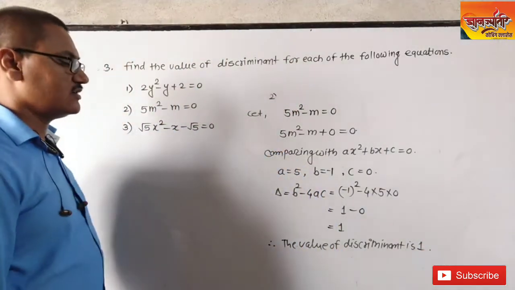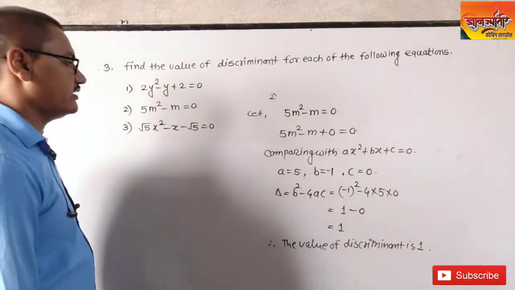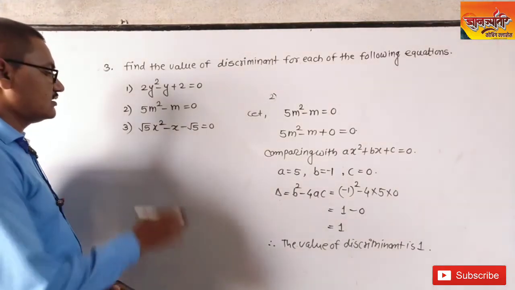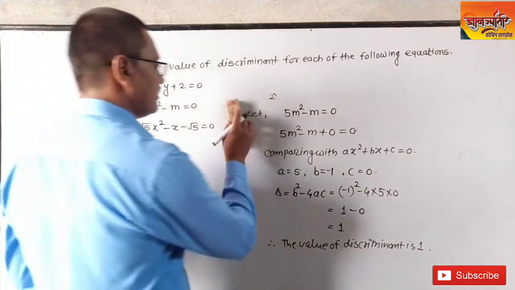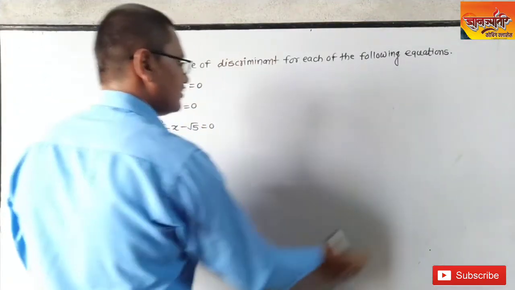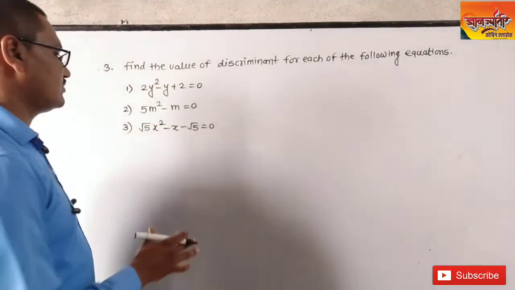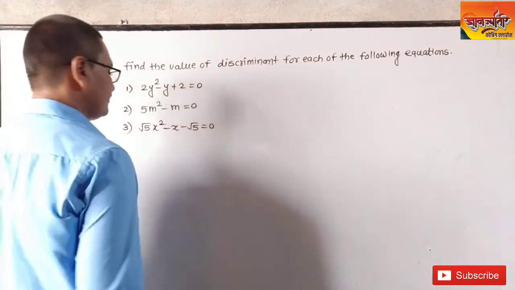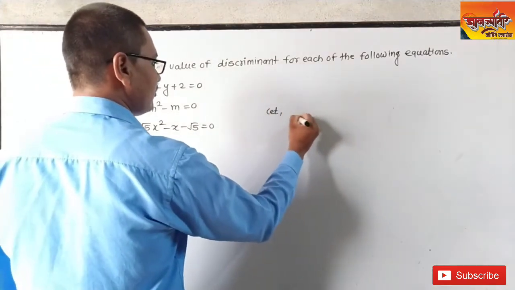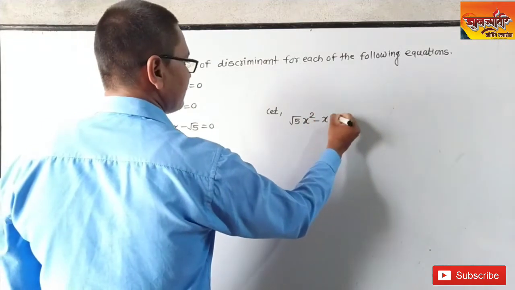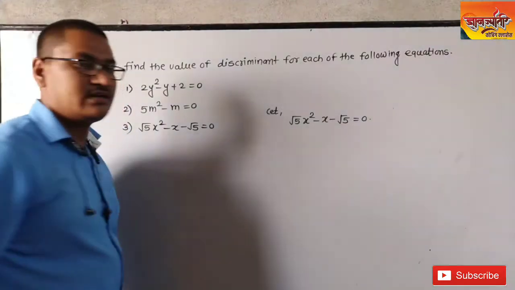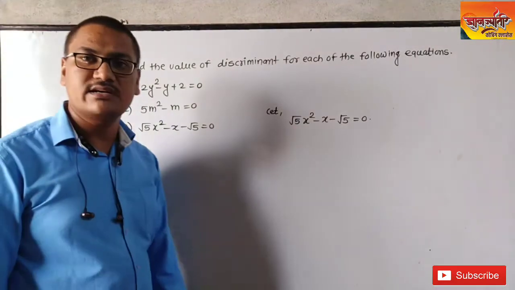You can also, this is the solution of the required equation. Now take the next problem: root 5 x square minus x minus root 5 is equal to 0. This is a very easy method. You only need to substitute the values into the required equation. The equation is already in the standard form of the quadratic equation.